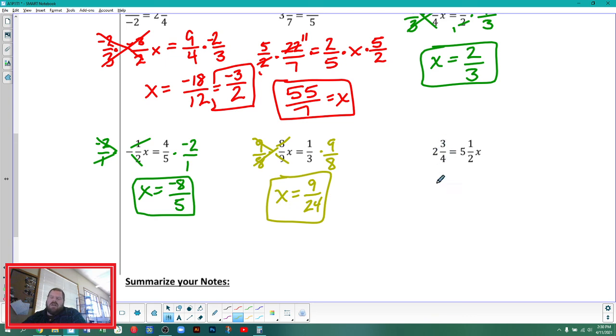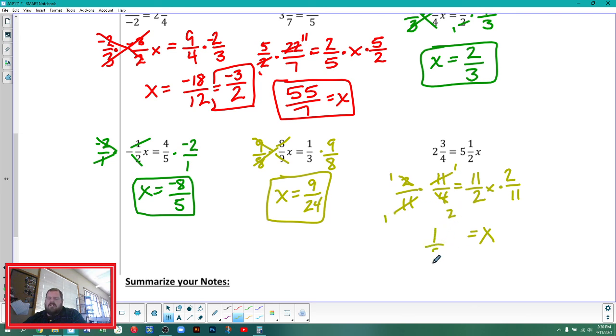Next one, 2 times 4 is 8 plus 3 is 11. So that's 11/4. And 5 times 2 plus 1 is 11. So 11/2 x. Multiplied by the reciprocal, 2 over 11. This one, a lot of stuff cancels. So on this side, everything that we want to cancels, and we have x over here. On this side, the 2 and the 4 turn into a 1 and a 2, and the 11s turn into a 1 and a 1. So I've got 1 times 1 is 1, 1 times 2 is 2.